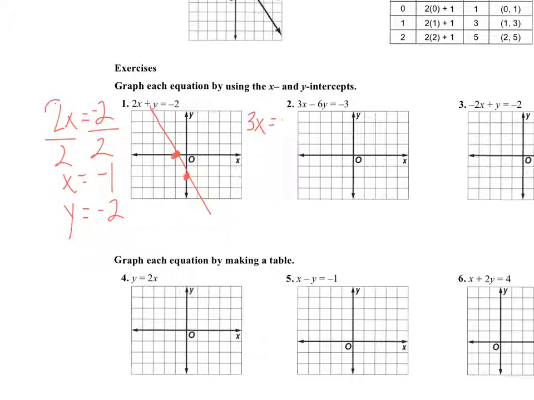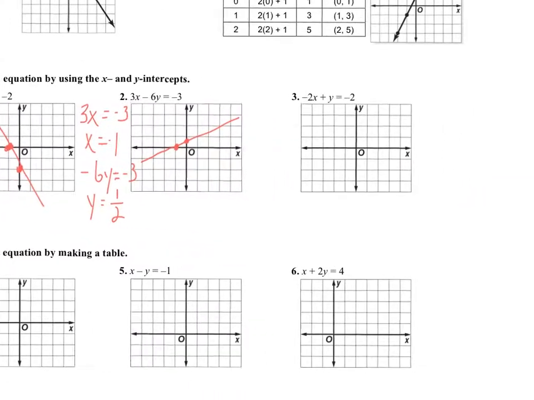Okay, number 2, 3x is equal to negative 3. I think x is equal to negative 1. Be careful, negative 6y equals negative 3. So y equals, let's see, negative 3 divided by a negative 6 is going to be positive 1/2. And this is an okay example of where intercepts are okay, but sometimes they fall down. If I get anything other than a nice integer, they don't work too well. All right, let's see what number 3 has for us.